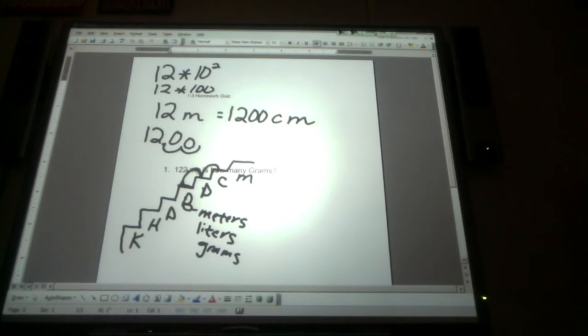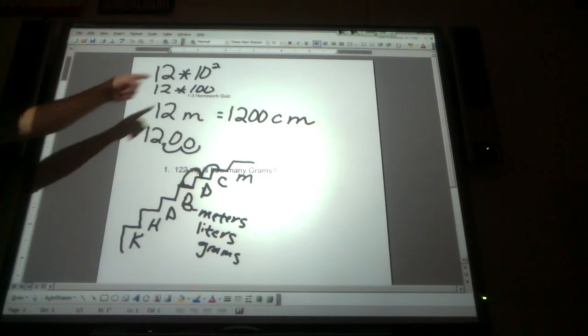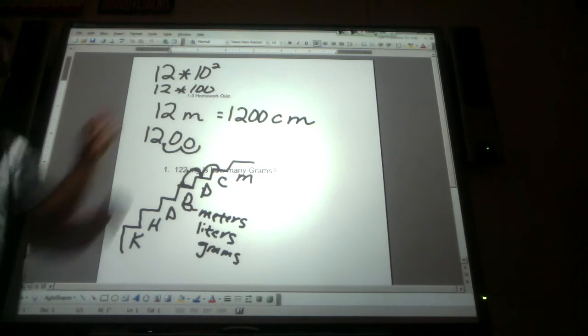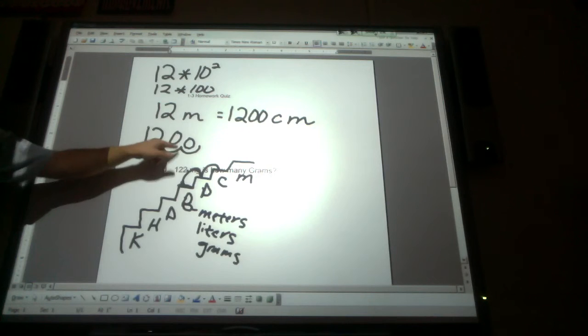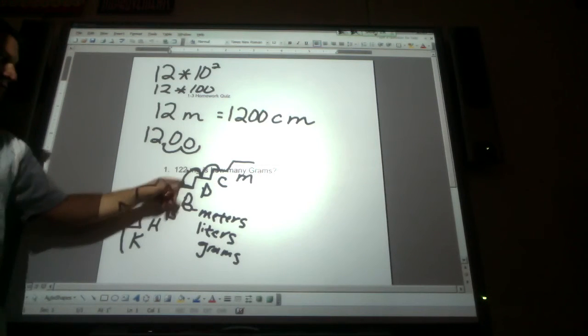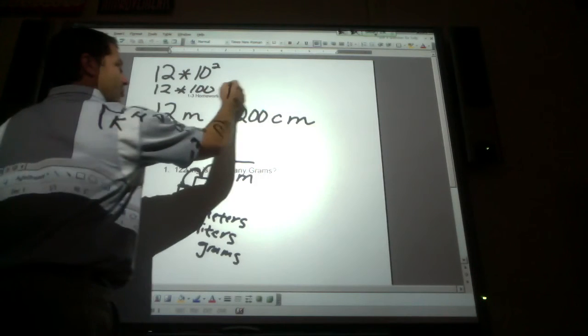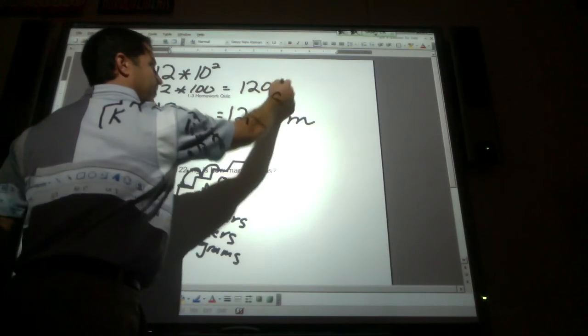And we talked about earlier today, we don't have to do this because the exponent tells us how many places we need to move the decimal point. So it goes just like this, 2 spots to the right. 2 spots to the right, 2 zeros, so we move it 2 spots to the right, and it becomes 1,200.